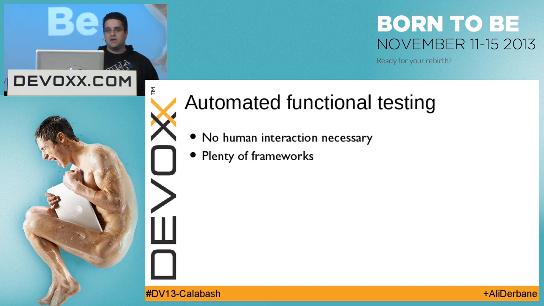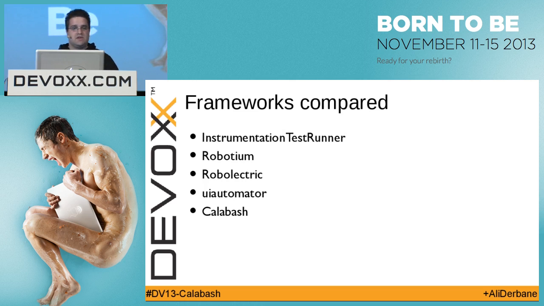Monkey Runner can try to break your application. Then there is automated functional testing, and Calabash is one of those frameworks that you can use to do automated functional testing. What this actually does is the steps that you perform during a manual test, they will be performed automatically using one of those frameworks. There's plenty of them out there. I'm going to talk about some of those, which is actually this list: InstrumentationTestRunner, Robotium, Robolectric, UI Automator, Calabash.